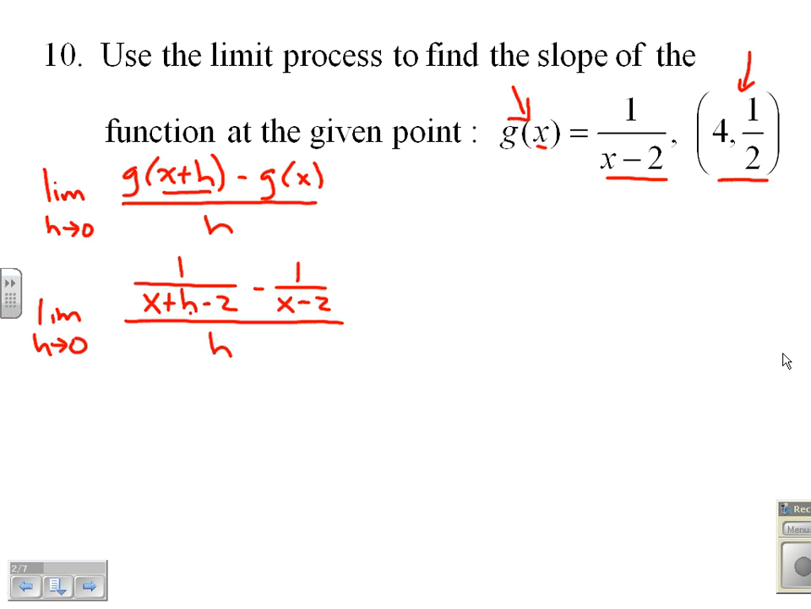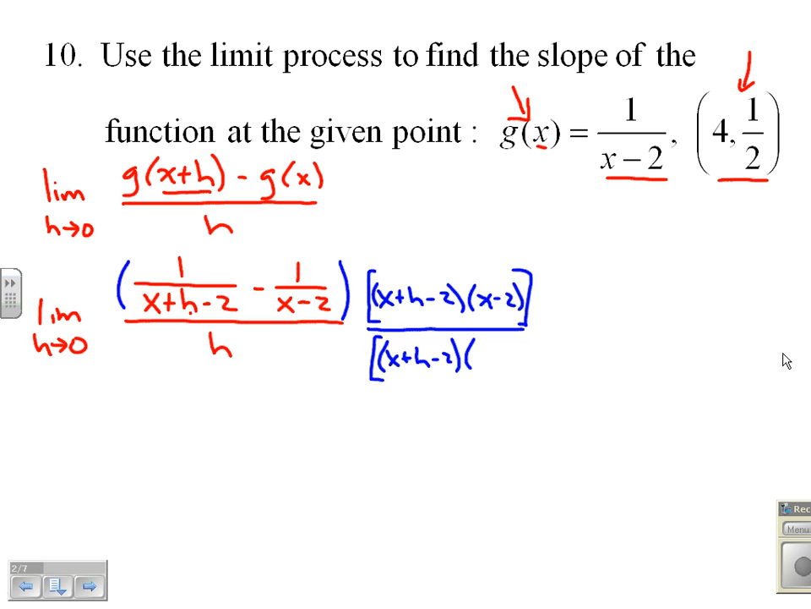So the first thing I might think of doing here is manipulating this by getting rid of the compound fractions. And I would do that this way. In my compound fraction, my two denominators contain factors of x plus h minus 2 and plain old x minus 2. And if I multiply the top and bottom by that, I'm not changing the value, just the form. So, times x plus h minus 2 times x minus 2.